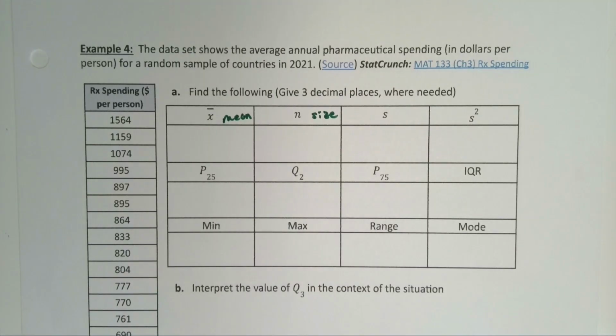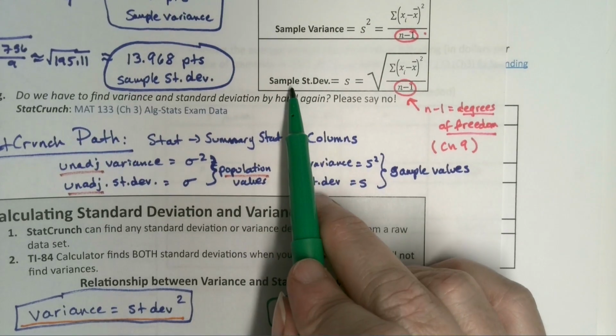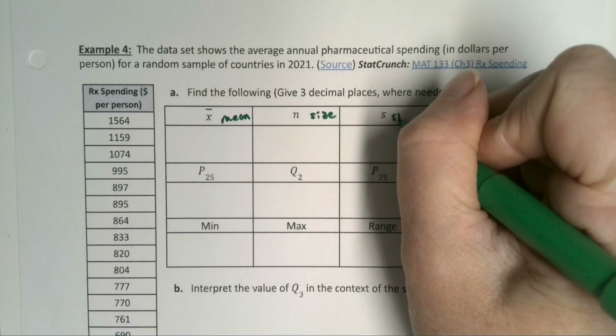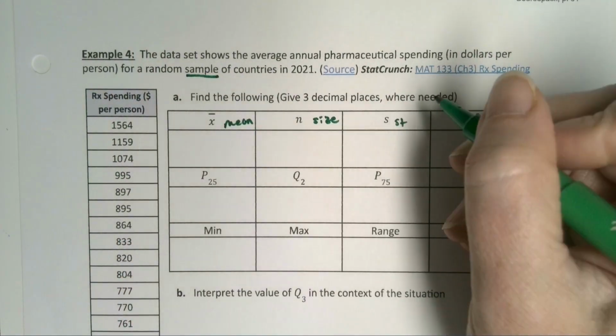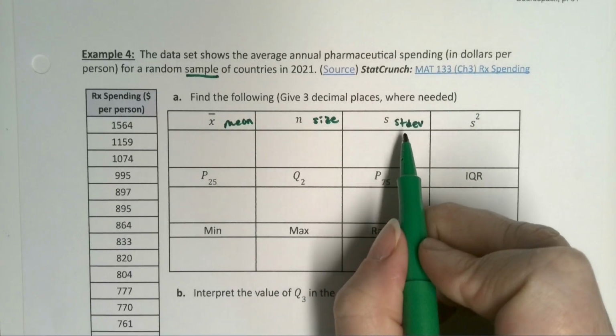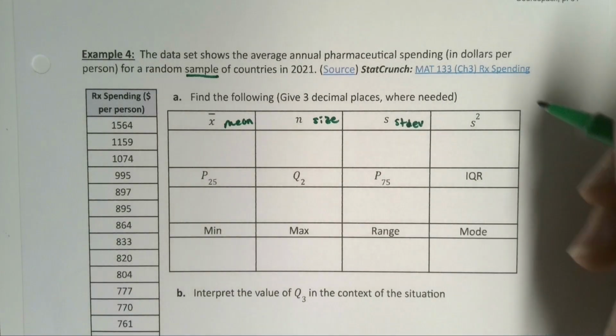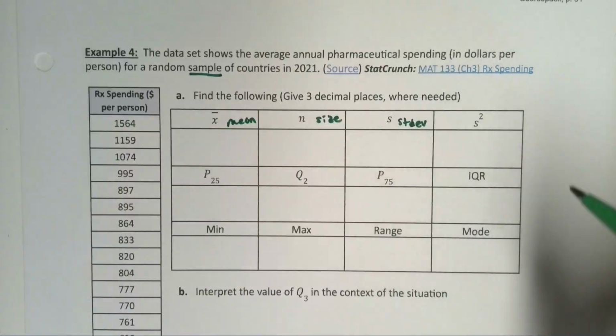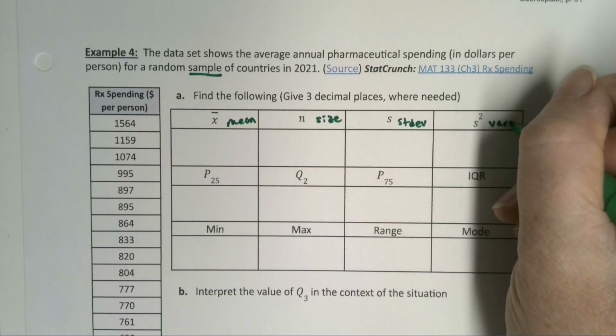s we learned in section 3.2. s is the standard deviation for a sample. Of course, these are all sample values because this is a sample of countries, right? So these are sample standard deviation, sample mean, sample size. s squared is variance, right? We learned that in section 3.2.